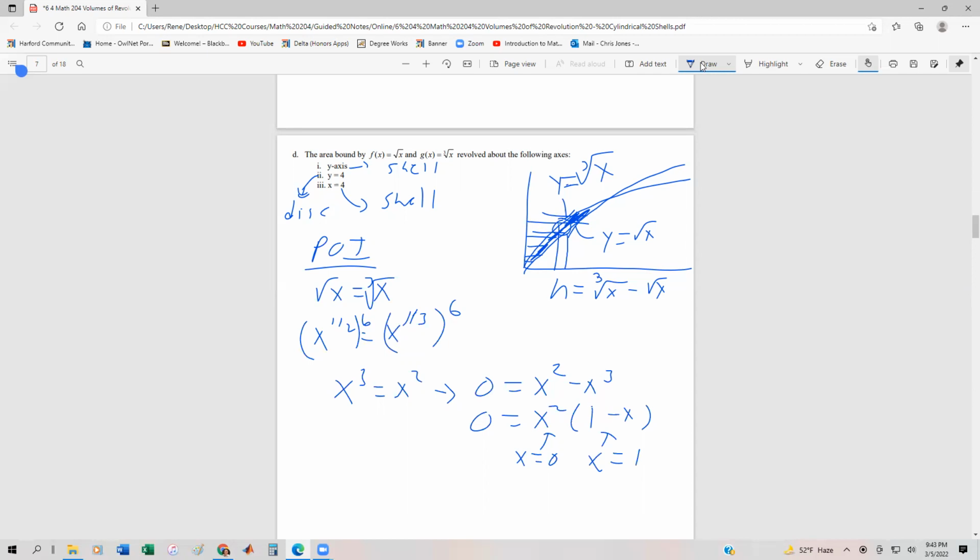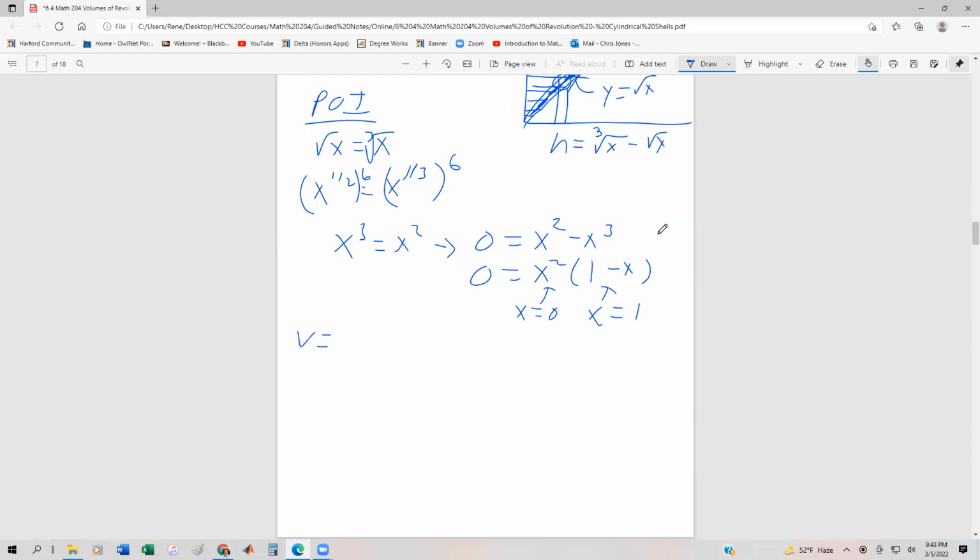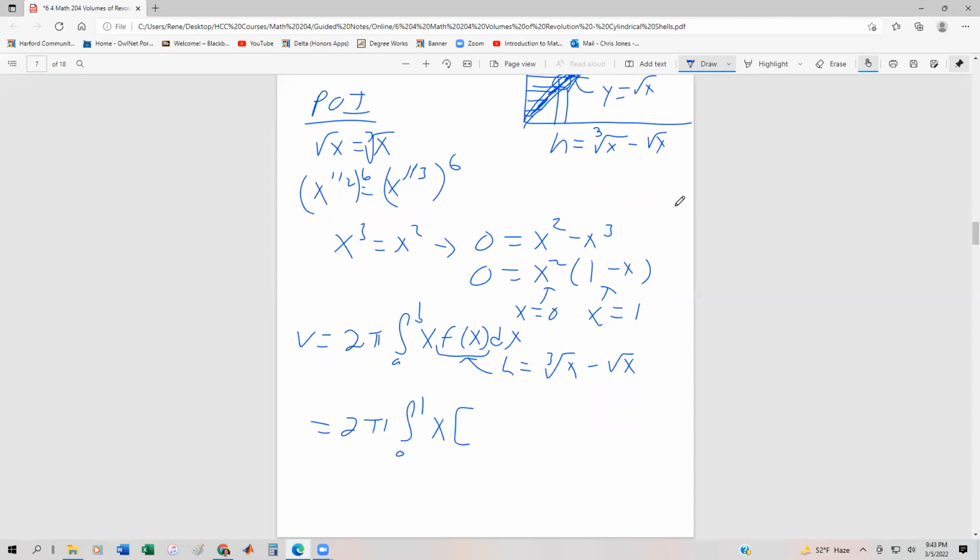Now remember, the volume is going to be equal to 2 pi, using our shell method, in this case integral from 0 to 1, or a to b, of x f of x dx. But in this case, our function is going to be the height, which we said was cube root of x minus square root of x. So we can set this up nicely: our volume is going to be 2 pi integral 0 to 1 of x times cube root of x, which I'm going to write as x to the 1/3, minus square root of x, which is x to the 1/2, and that's going to be our dx.